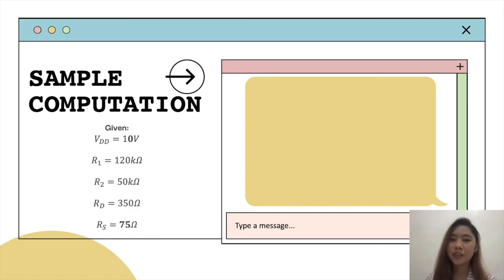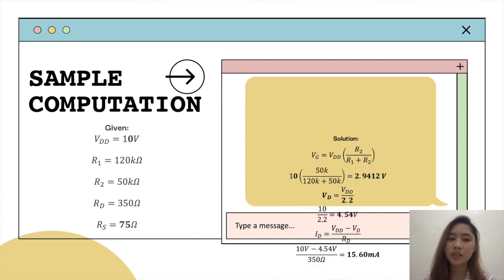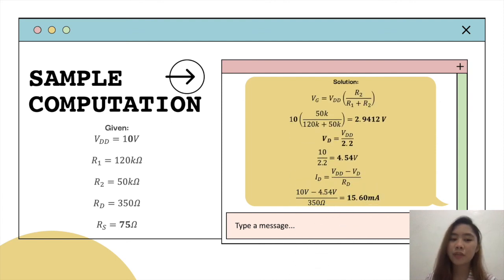Now that we already learned a lot from the LTSpice simulation, I am now going to discuss the sample computation for the computed values. Since we have the given of 10 volts for VDD, 120 kilo ohms for R1, 50 kilo ohms for R2, 350 ohms for RD, and 75 ohms for RS.